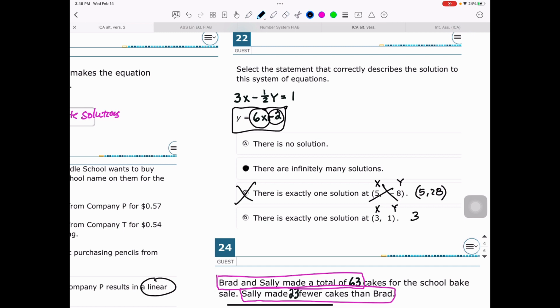If I start with 3 and I multiply by 6, I get 18. Minus 2 is 16. No, this point doesn't work either. Maybe I don't know how to do this question, but at least I'm down to 2 choices. If they give me some answers and I don't know how to do the math, I'm just going to check them.